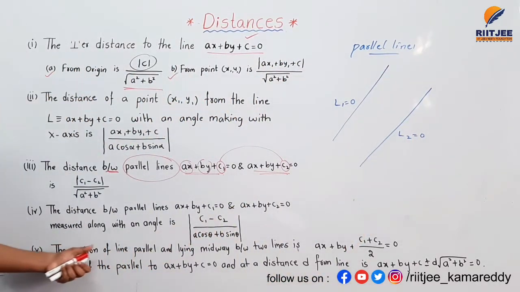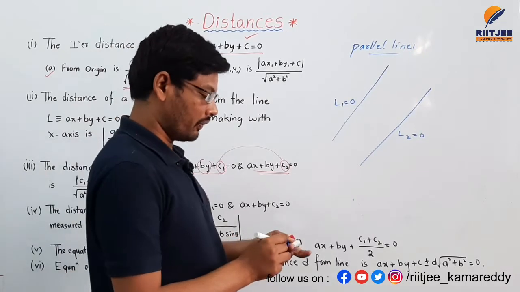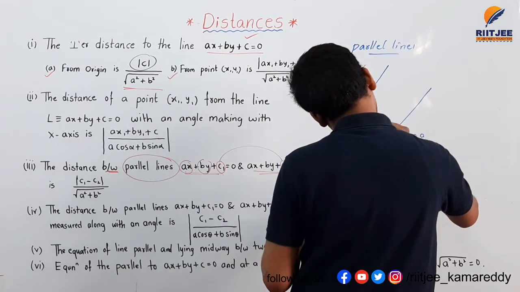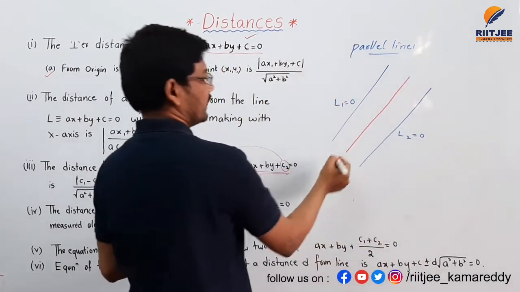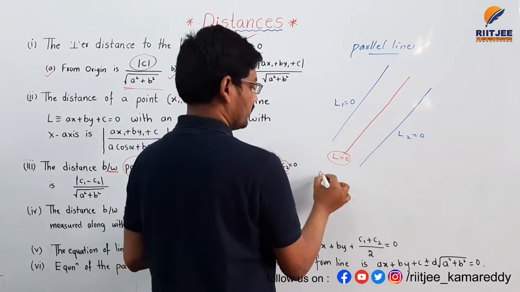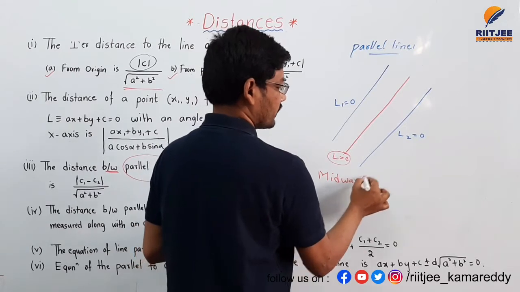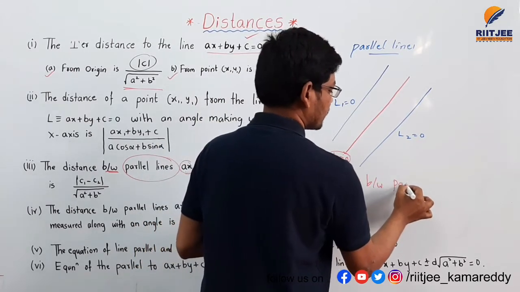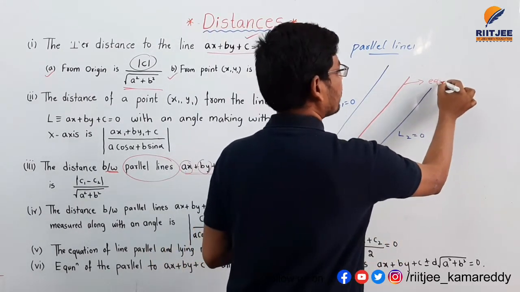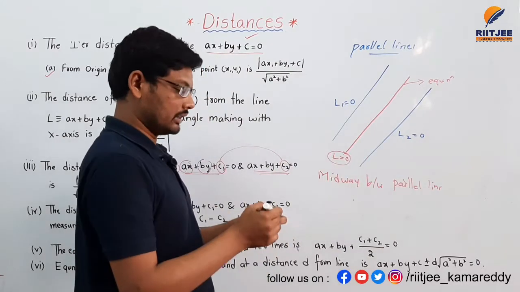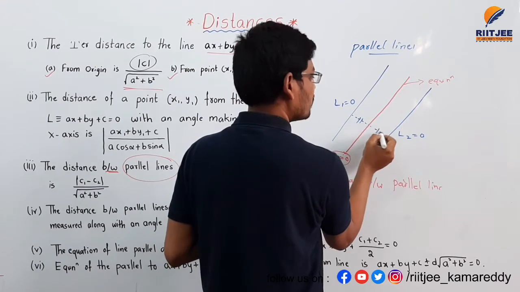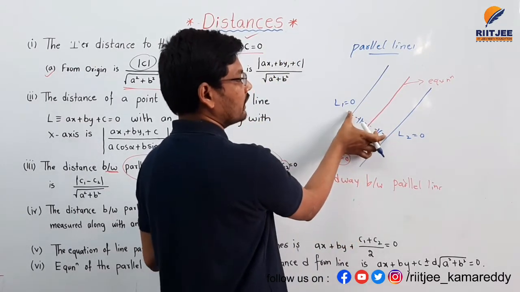And if you want to find the equation of a line which is midway between these two lines, if a line L is equal to 0 is here, and one more line is here, this is the midway between the parallel lines. Then, if you want to find the equation of this line, this is the distance between the two parallel lines, and this line is mid between them.